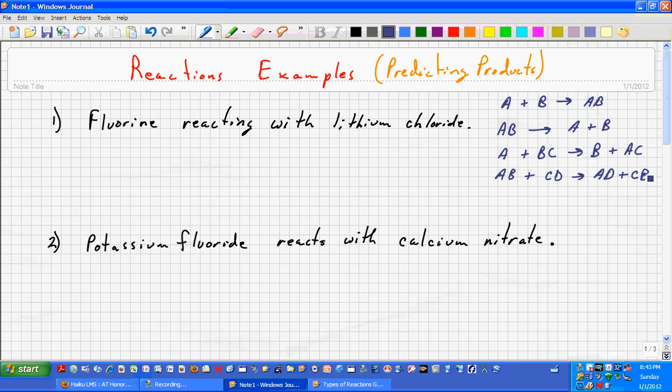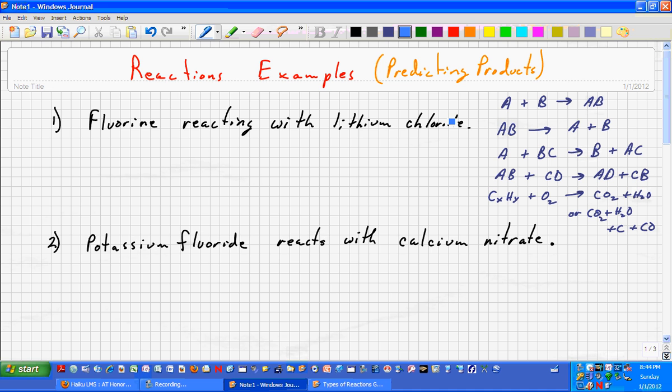So the cation gets together with the anion, and the cation gets together with the anion. And then last but not least, combustion reaction. Some general fuel or hydrocarbon reacts with oxygen or is burned in oxygen to produce either carbon dioxide and water, or it can produce carbon dioxide, water, carbon, and carbon monoxide. So those are our general forms of our equation. So let's go ahead and take a look at a couple of examples here. Let's do this first one here.